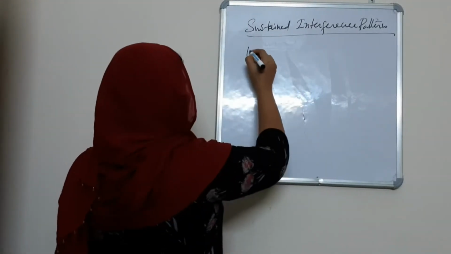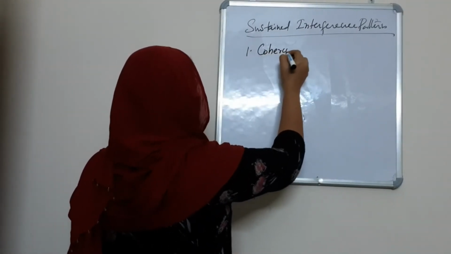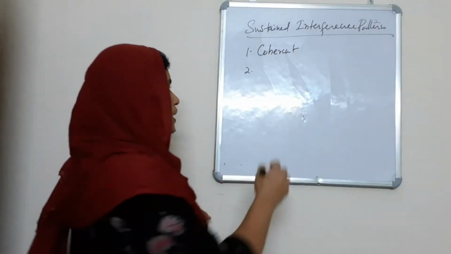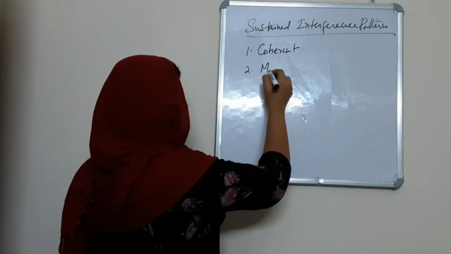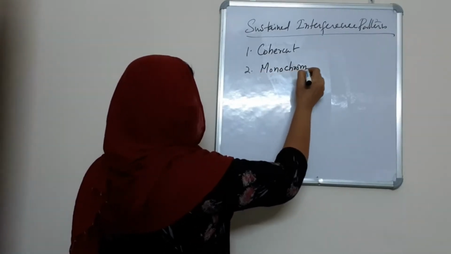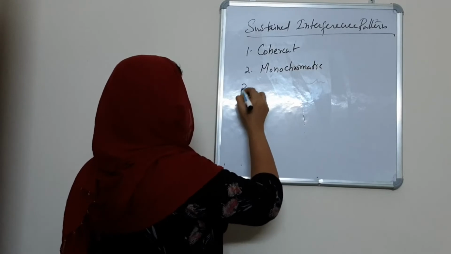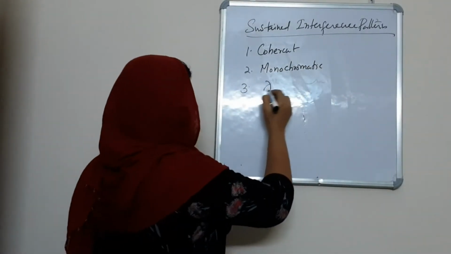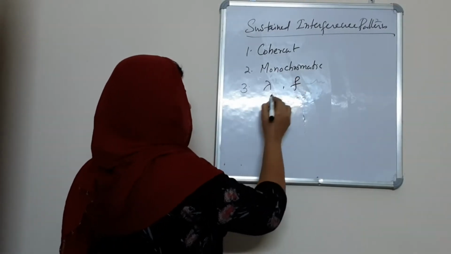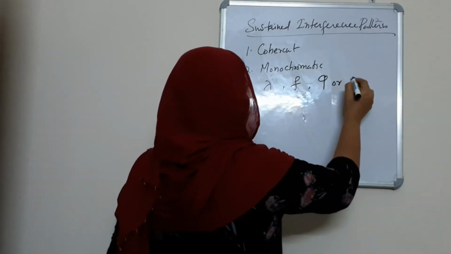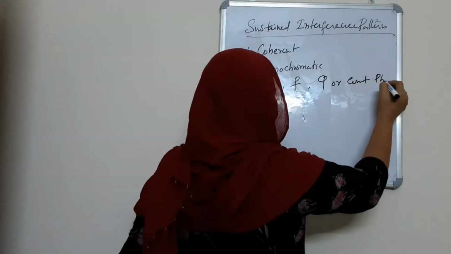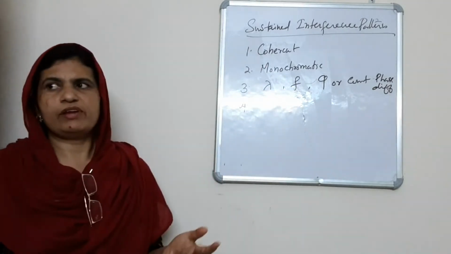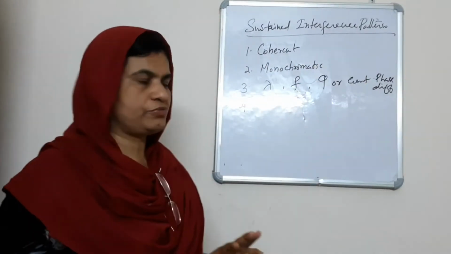First one, the two sources should be coherent. The two sources used to produce the interference pattern should be coherent, and the light waves coming from these two sources should be monochromatic. The second condition: monochromatic light waves coming from the two coherent sources. Then the light waves coming out from the coherent sources should have the same wavelength and same frequency, same phase or constant phase difference. This is the coherent source condition.